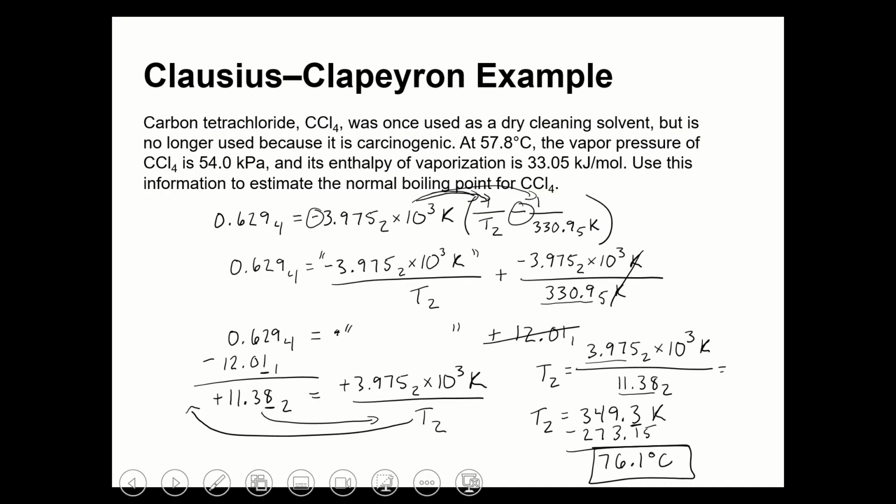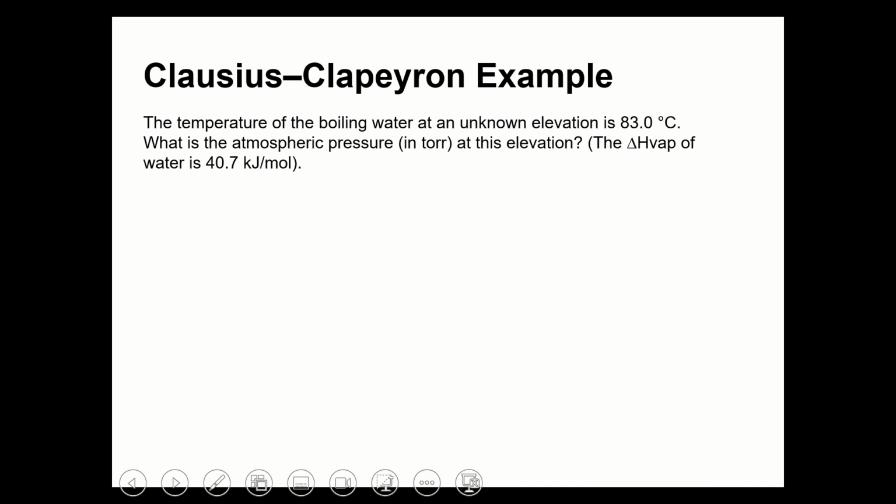Okay, so we're going to do one more. In this example, we're doing the opposite, right? We're given 2 temperature values, and we're asked to solve for the pressure. So this time, the temperature of boiling water at an unknown elevation is 83.0 degrees Celsius. What is the atmospheric pressure in torr at this elevation?